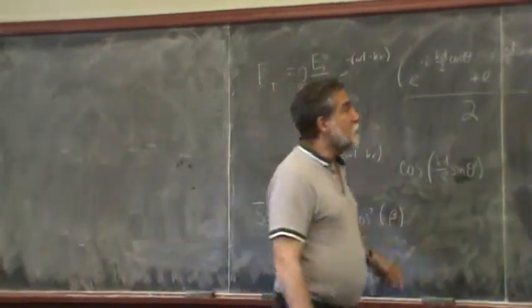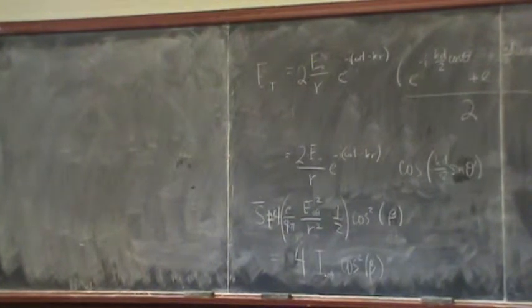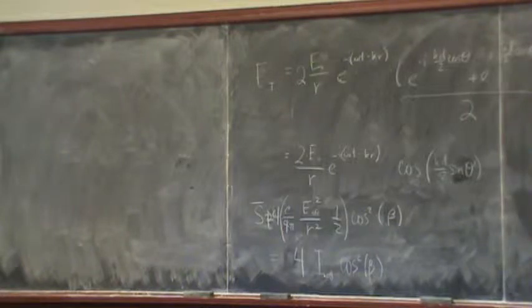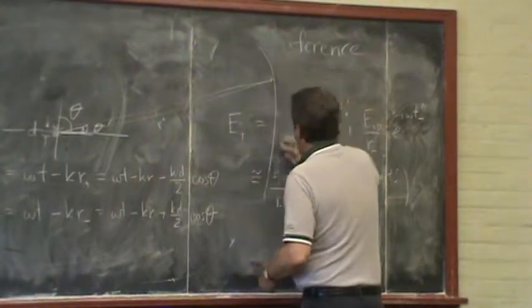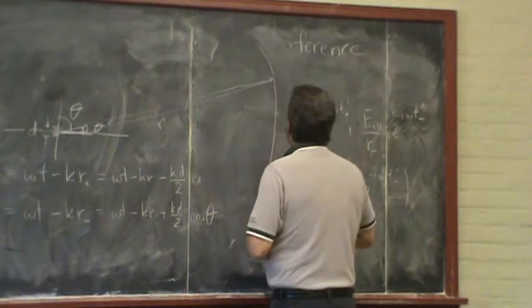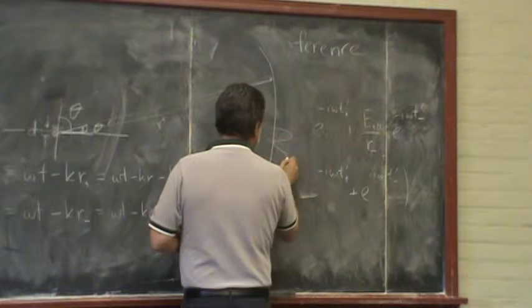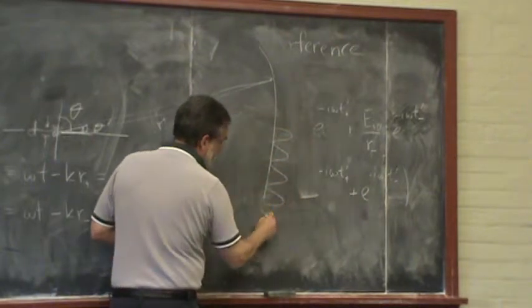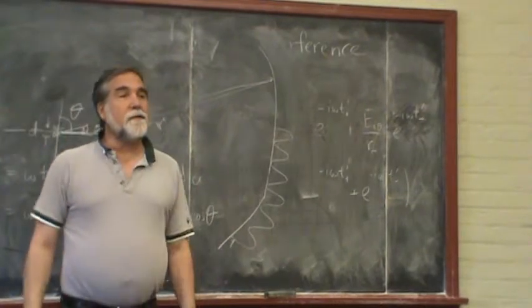So now with these two sources, when we go out here and we look at the intensity as a function of angle, we would see, if I plot intensity on the radius, the intensity looks like that around the circle.